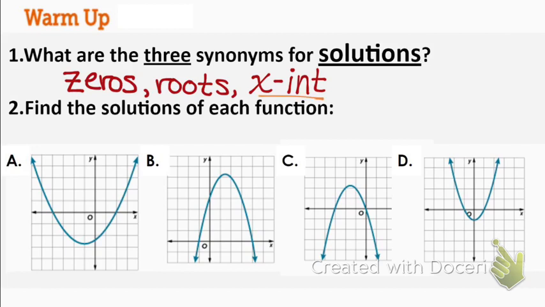And this last one right here, this is your key to answering number 2. Because if I want these solutions for these graphs, where am I looking? Look at your x-intercepts. All right, so as I look at graph A, what would the solutions be there? Where are my x-intercepts? Where are my solutions on graph A?